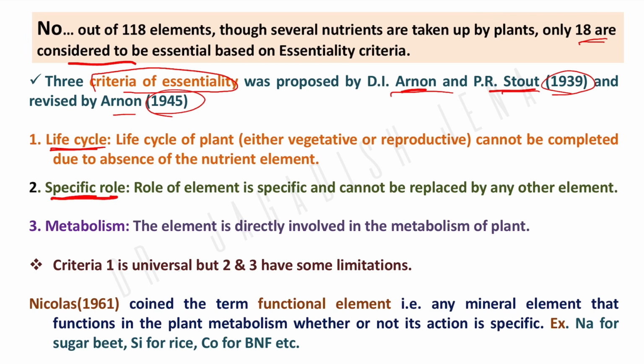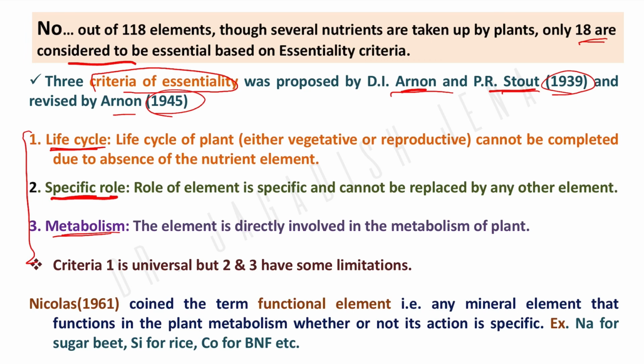Then metabolism. The third point is metabolism: that particular nutrient has direct involvement in the metabolism of the plant system. So plant is having different metabolism like anabolism, catabolism, we'll talk later on. So that particular nutrient we are assigning or telling essential nutrient that has direct involvement in the metabolism of the plant system. So these are basically three criteria proposed by Arnon and Stout, and that particular nutrient which is fulfilling these three criteria, that is called essential nutrients.